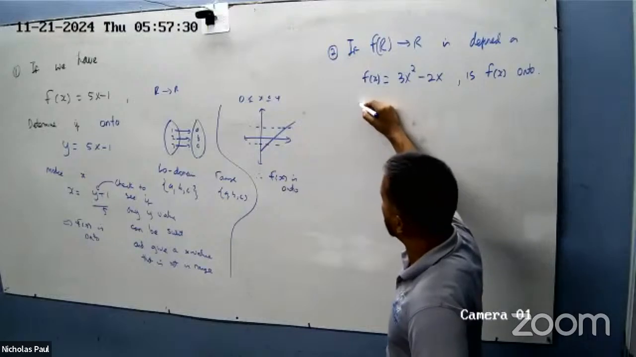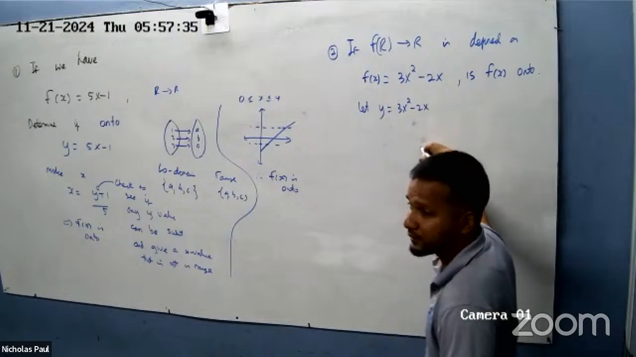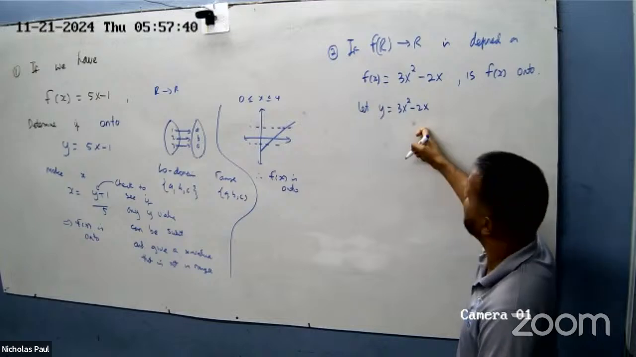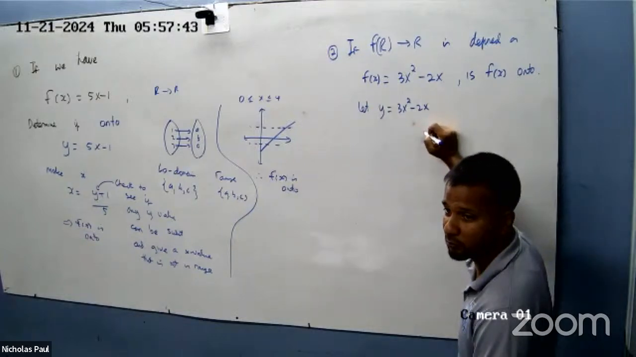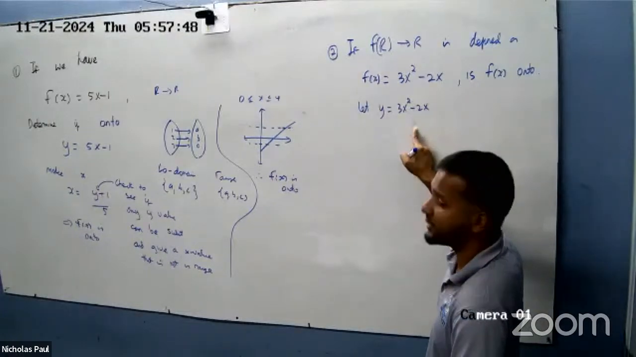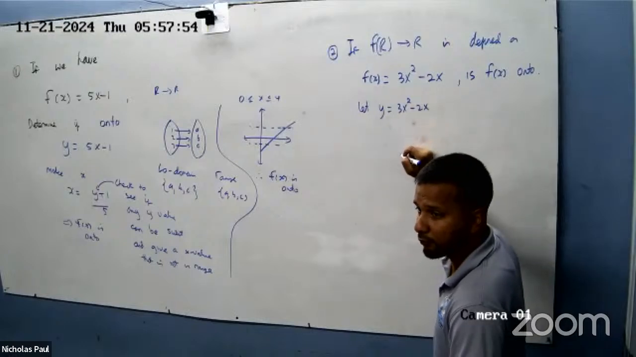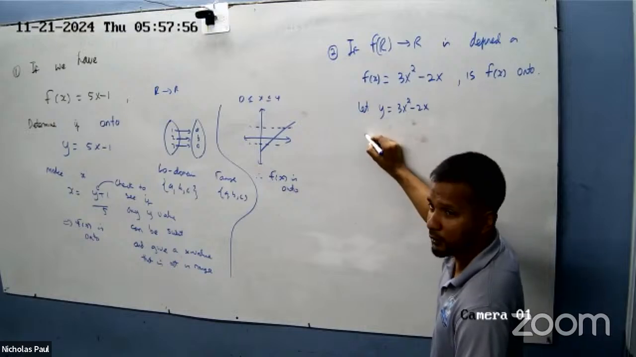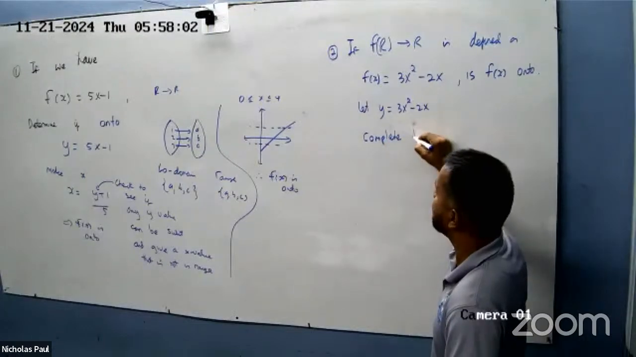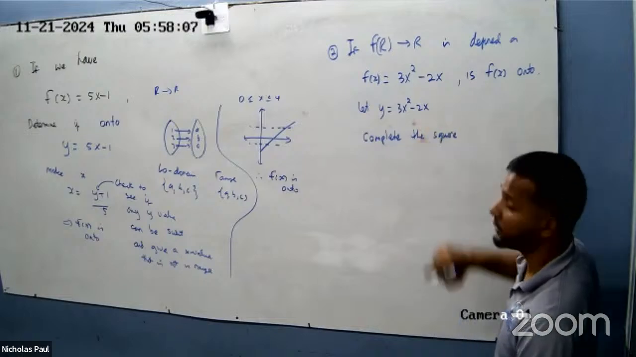If we let y equal 3x squared minus 2x, can you make x the subject of the formula here? There is something that we can do to this before we make x the subject of the formula. What we can do is complete the square.